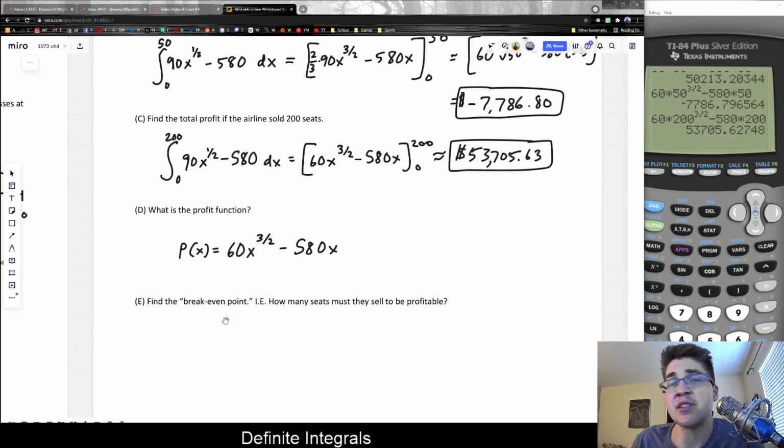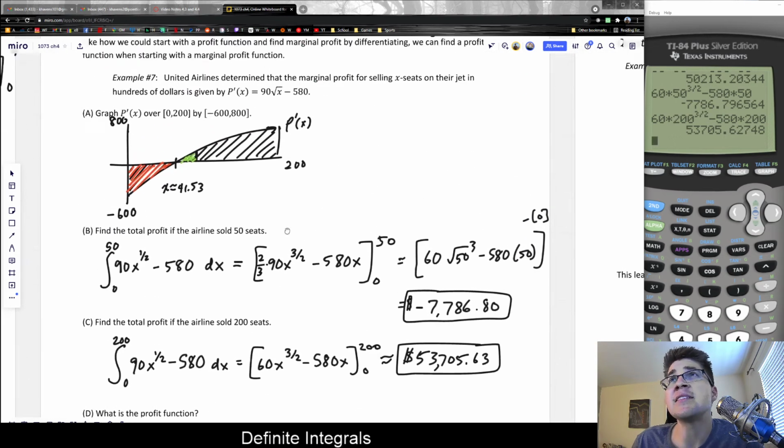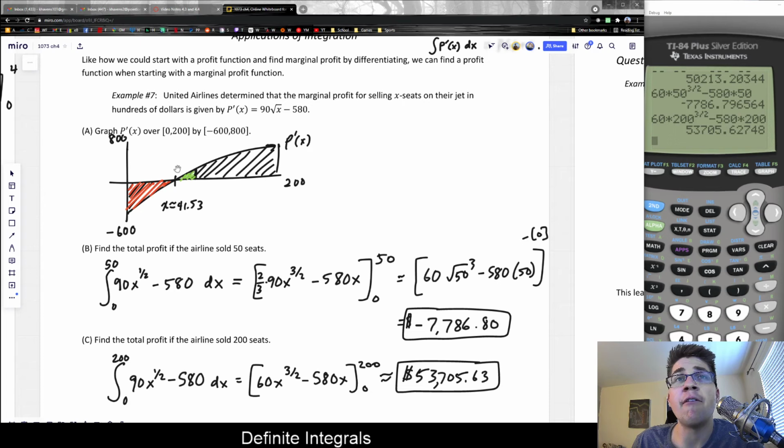And then the last question says to find the break-even point. Like, how many seats must I sell in order to become profitable? And notice it's not the same as the x-intercept of the derivative function, because this x-intercept is just the point where the rate goes from negative to positive in terms of its derivative. Remember, a derivative being negative just means it's a downward slope, and derivative being positive means upward slope.